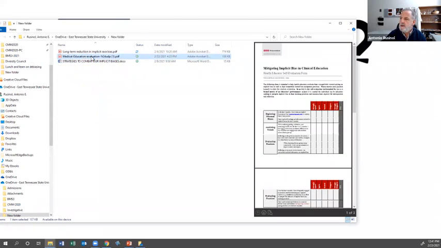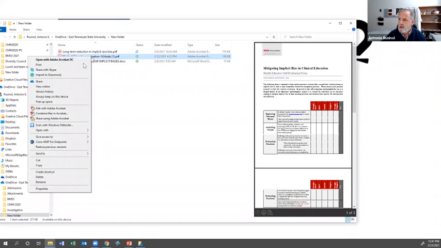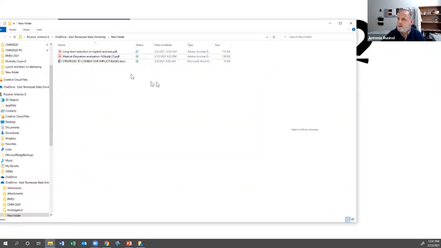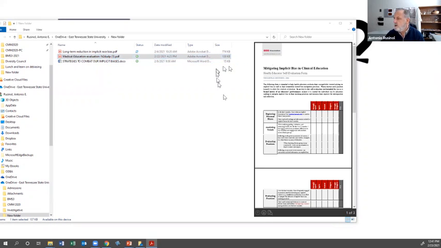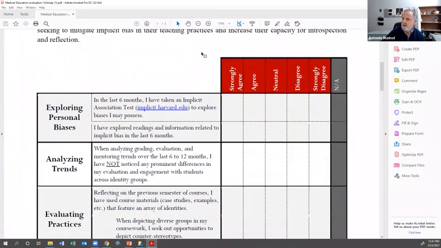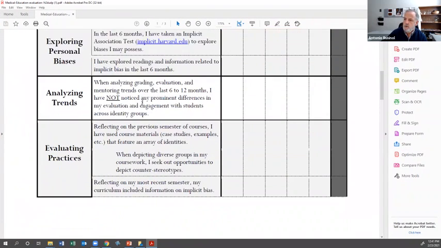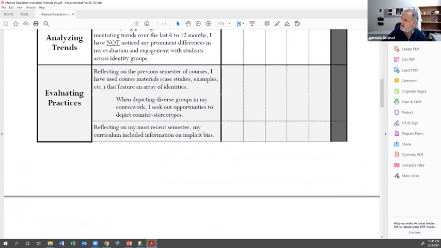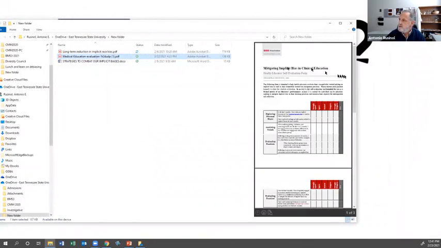Then for those of you who are in medical education, but this could be for any sort of education, this is a form that you can use. I can show you. Well, you can open it. It's a form that you can use to keep yourself accountable. And if you fill this form regularly, you can do that.